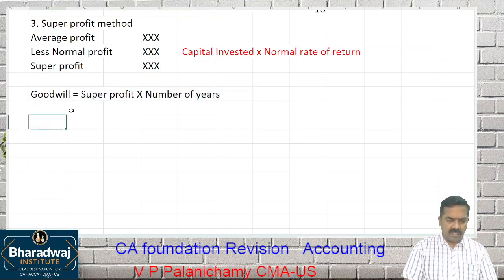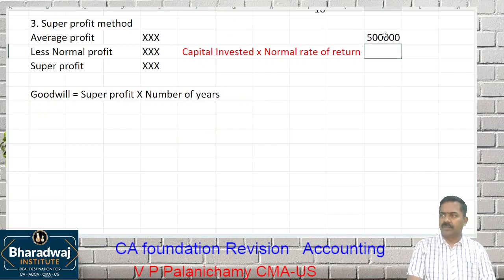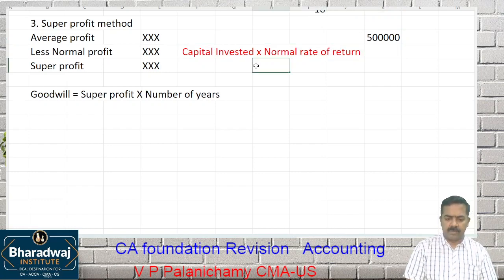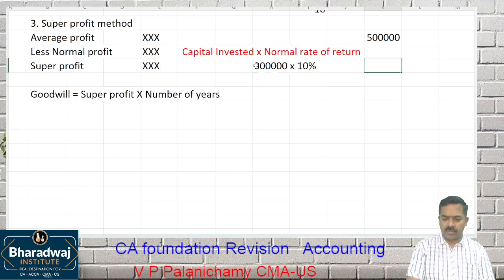Listen, let us assume average profit is 5 lakhs. Capital invested into normal rate of return. Let us assume partners have invested, sorry, 30 lakhs they invested, and they are expecting a return of 10%. So what is the normal profit? What is the profit? 3 lakhs.